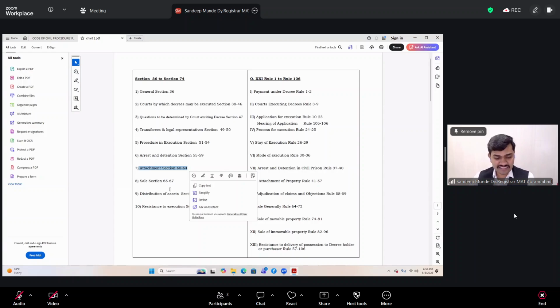Section 61 states partial exemption of agricultural produce; partial exemption has been given. Section 62: seizure of property in the dwelling house. Section 63: property attached in execution of decrees of several courts.